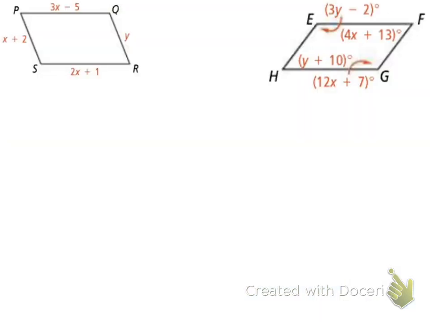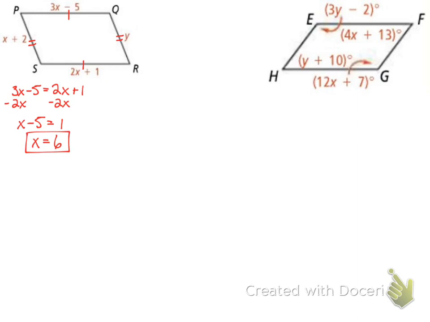So with these examples, I want to find x and y, and then once I've done that, I also want to say the theorem that proves that it's a parallelogram. For this one right here, I want to prove that opposite sides are equal to each other. So again, these two are equal and these two are equal. So I can write my two equations. 3x minus 5 is equal to 2x plus 1. I can subtract the 2x over to the other side. I get x minus 5 is equal to 1, so x is equal to 6.